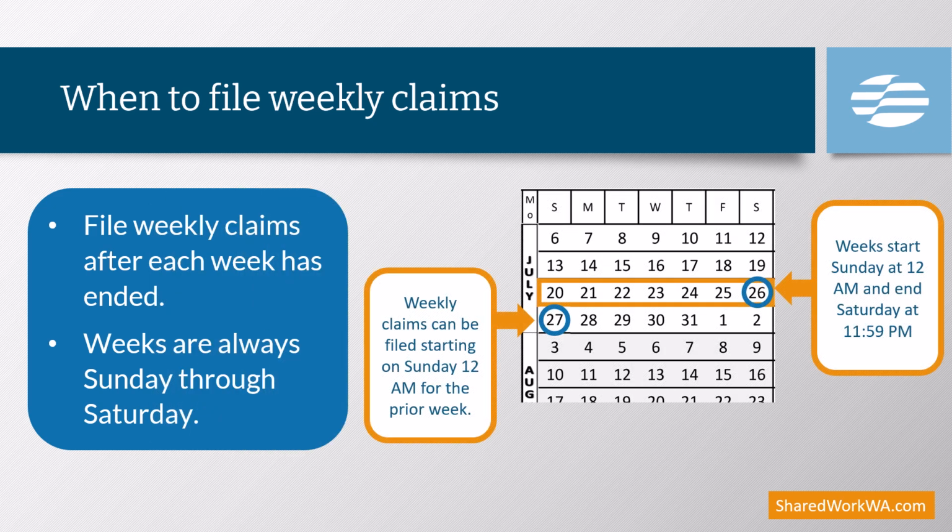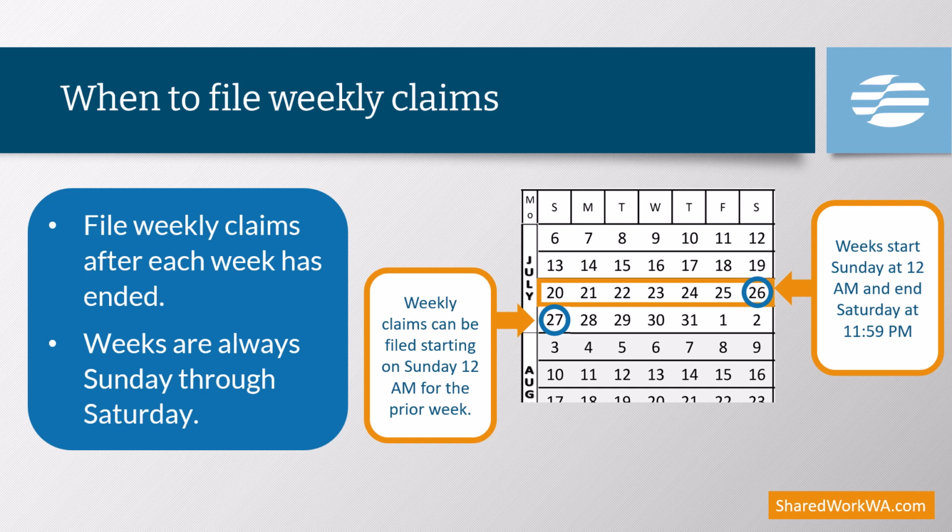Employees need to file weekly claims after each week has ended. An unemployment claim week is always Sunday through Saturday, regardless of your company's work week. When employees submit their weekly claims, they are claiming for the week that ended the previous Saturday at 11:59 p.m. In the example shown, an employee is filing their weekly claim on Sunday, July 27th. The claim is for the week ending Saturday, July 26th.